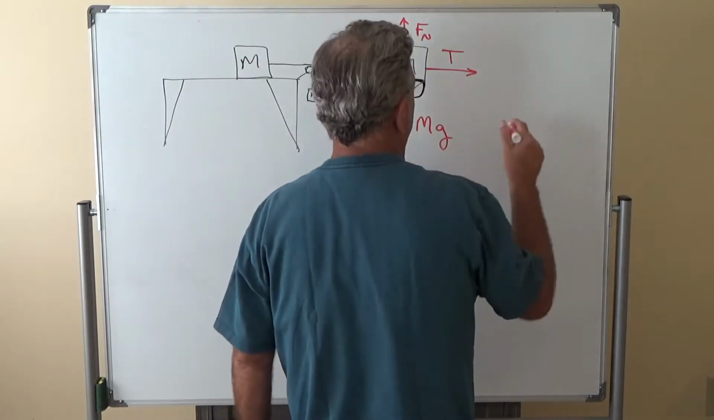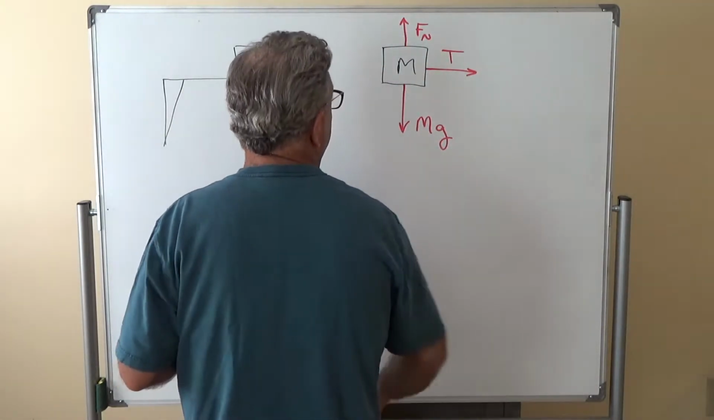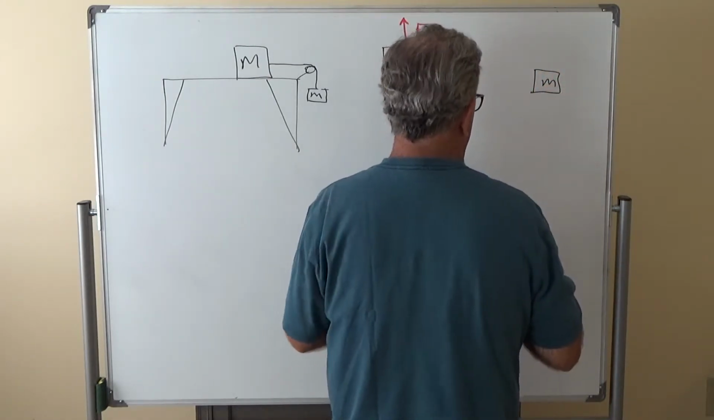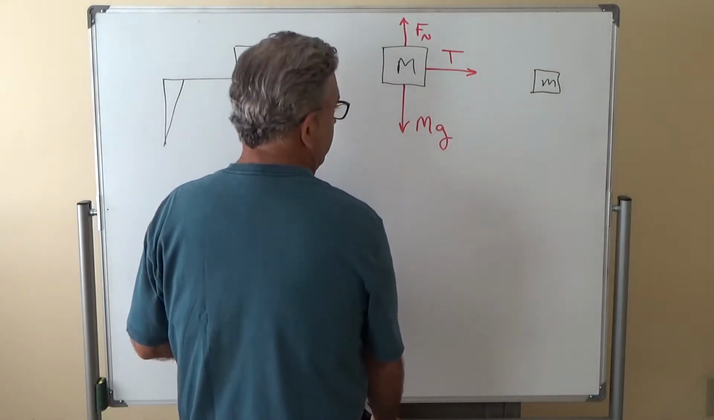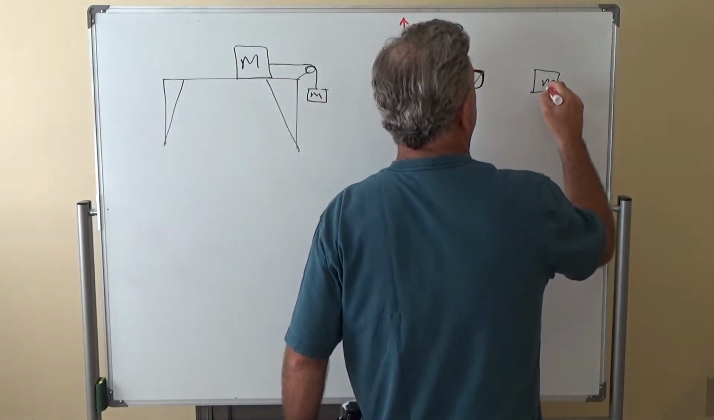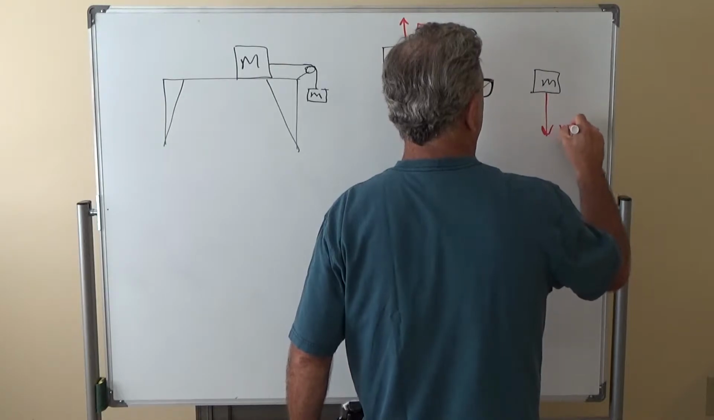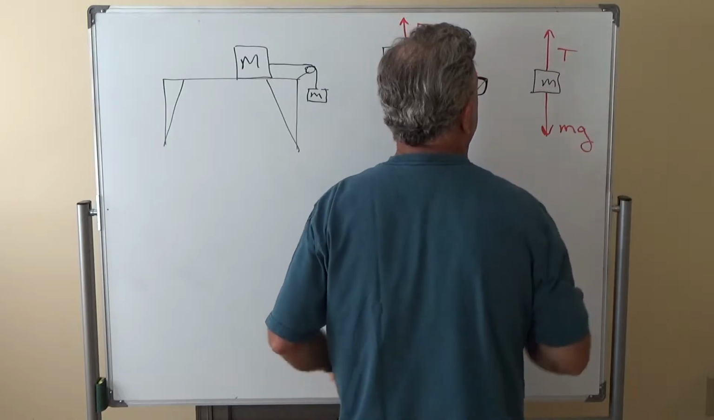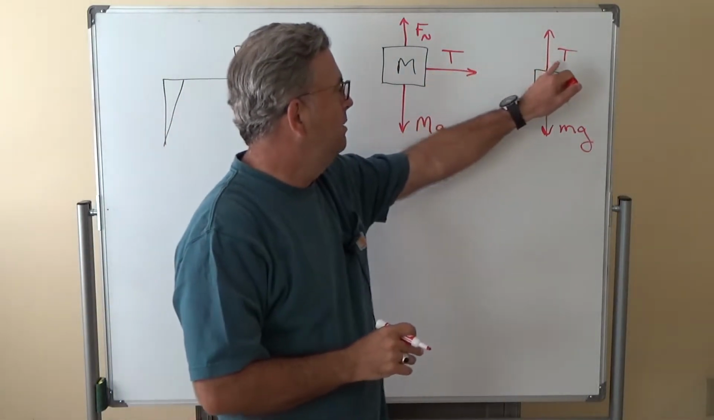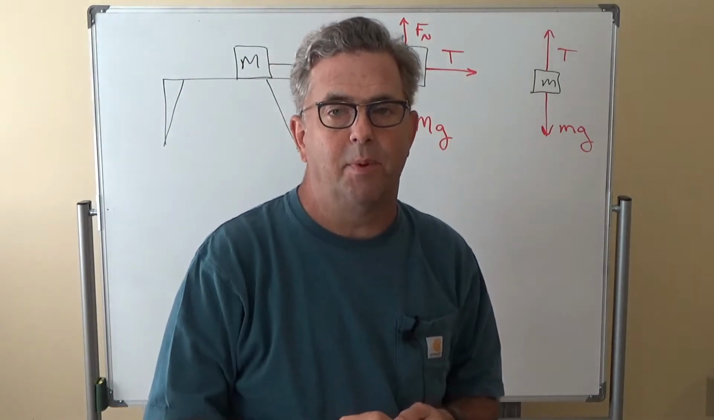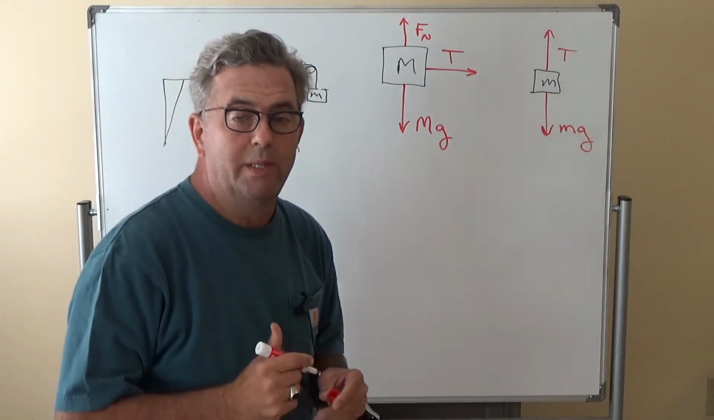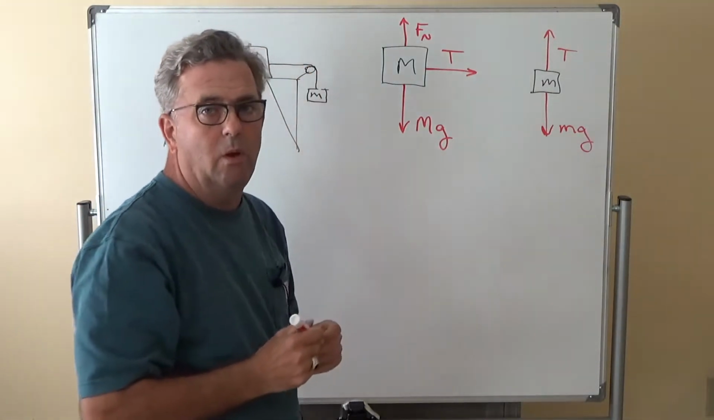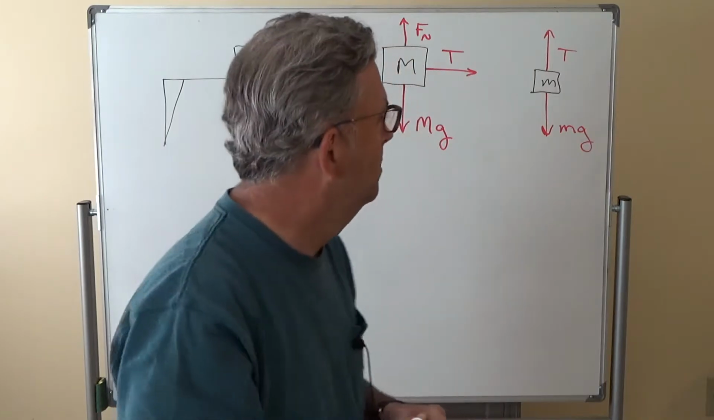Let's look at little m. There's little m. The forces acting on little m are little mg and tension. The magnitude of these two tensions is the same, just like I explained a few minutes ago. We're assuming that whatever tension is in the string, that tension is equal all along the string. The magnitude is. Okay?